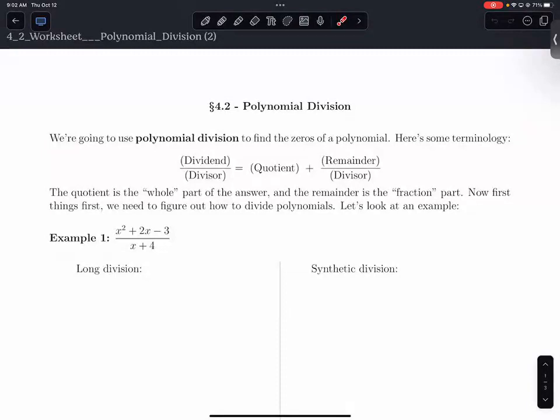Factoring is splitting a thing up into a product of multiple pieces. Division is the inverse operation to that. So we're basically figuring out, okay, if I know one of the factors, how do I find the rest of them by dividing? A little bit of terminology first, just to make sure we're on the same page.